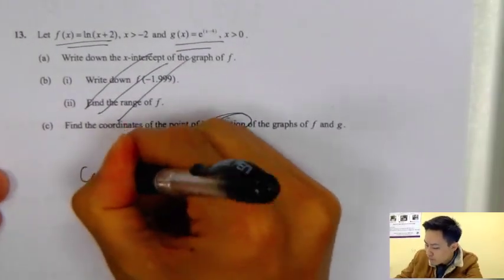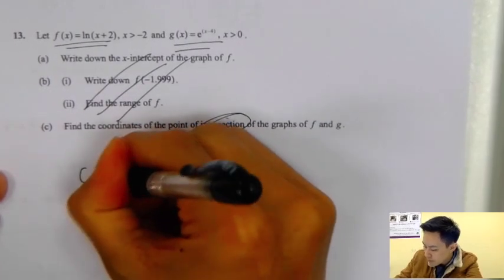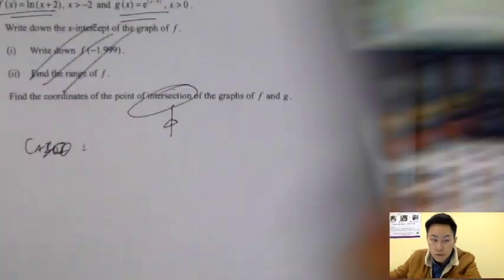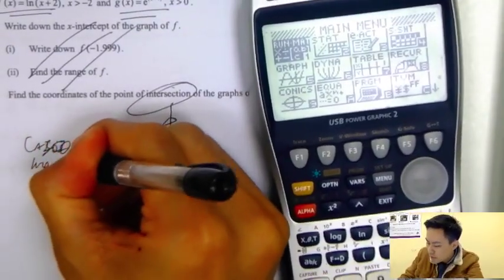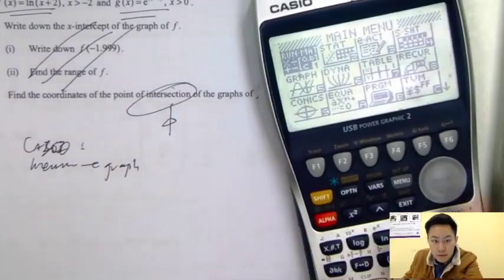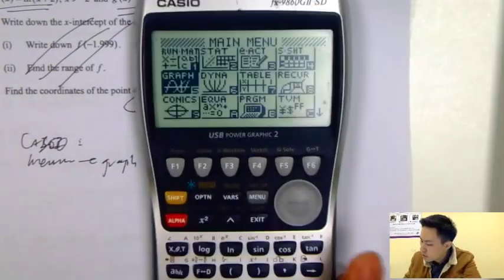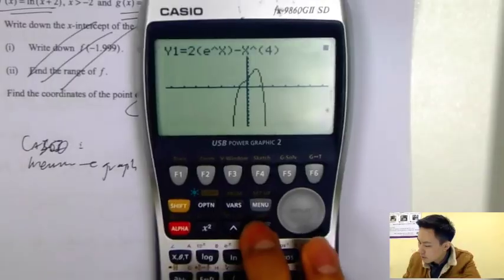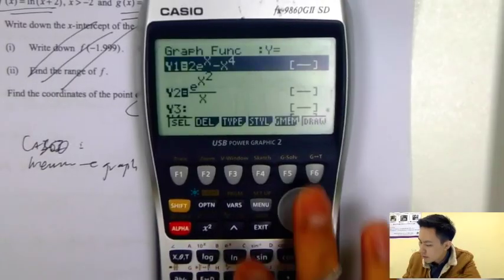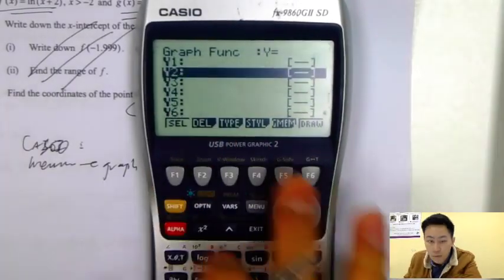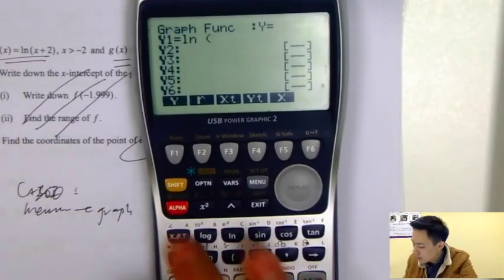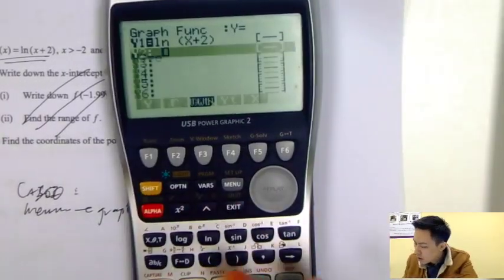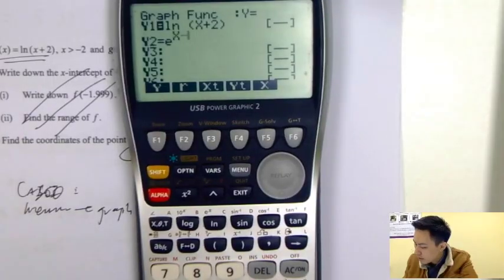For the Casio model, you have to go to menu, and then graph. Menu, graph. Then you have to type in y1 and y2. y1 is just the equation here, so it's ln x plus 2. And the second equation here is just e^x minus 4.